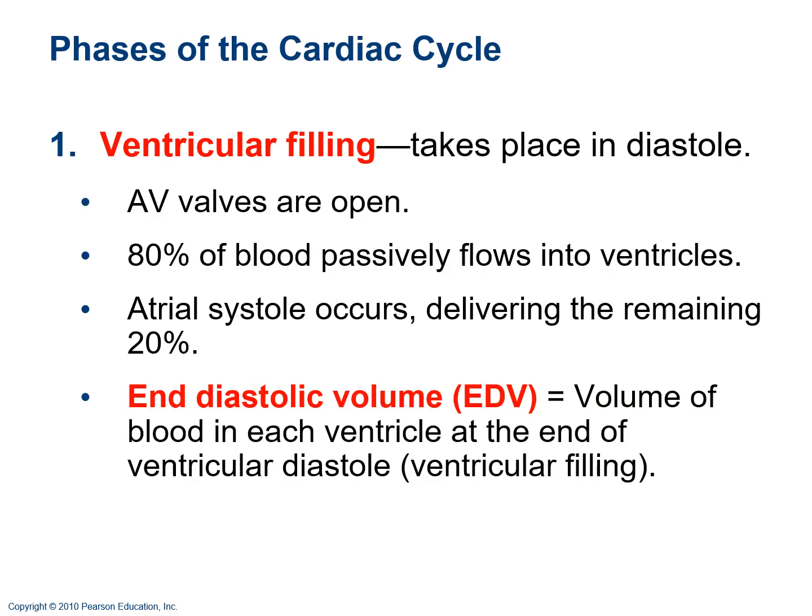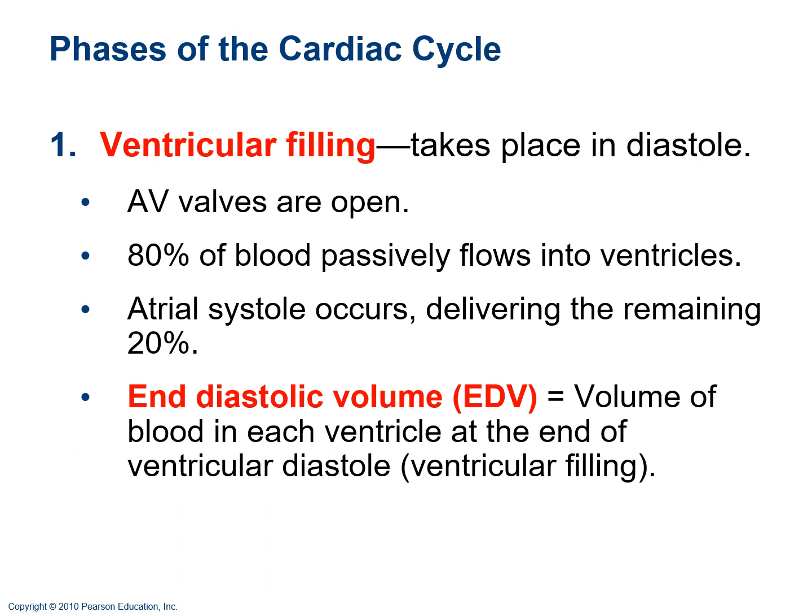So we start with ventricular filling, and this takes place in diastole. Why? Because the ventricles can only fill if they're relaxed and open. At this point, the AV valves are open, so about 80% of the blood just passively flows by gravity from the atria into the ventricles. Atrial systole, or atrial contraction, occurs at the very end of ventricular filling, just delivering that remaining 20% or so of blood into the ventricles.